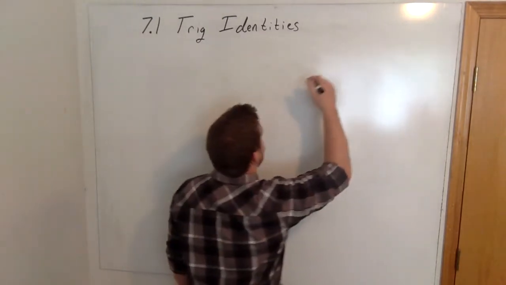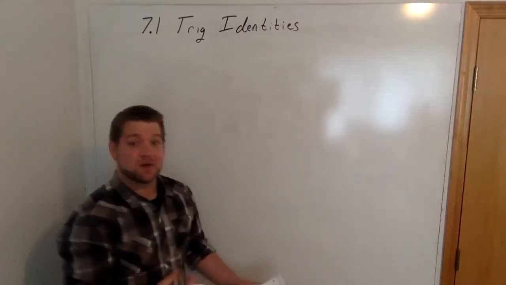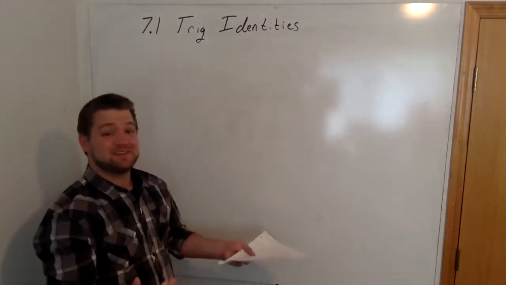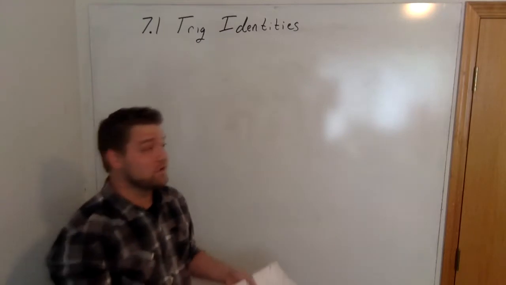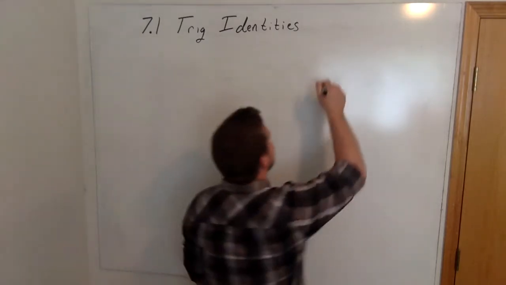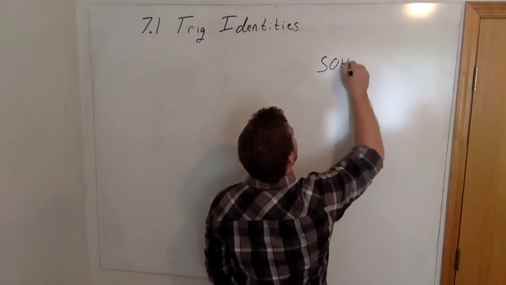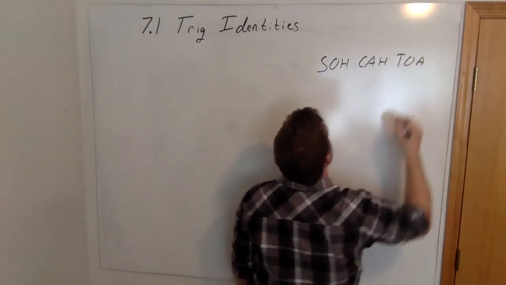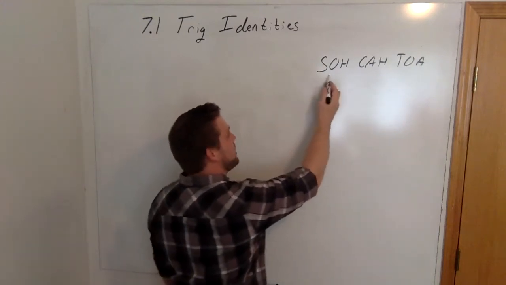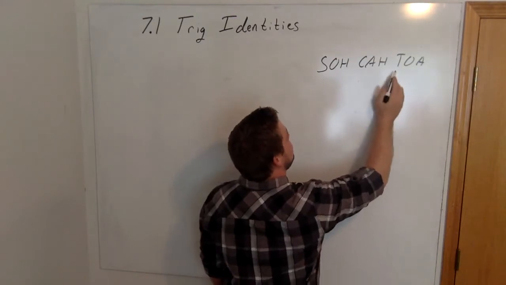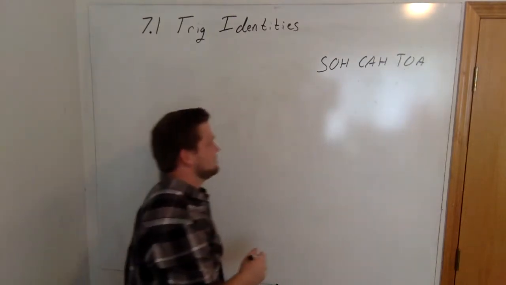So first of all, where did we start, or where does trigonometry really come from, or what is its foundation? I would really say it comes from SOHCAHTOA. We're really building this whole class from SOHCAHTOA. So we know that sine is opposite over hypotenuse, cosine is adjacent over hypotenuse, and tangent is opposite over adjacent.